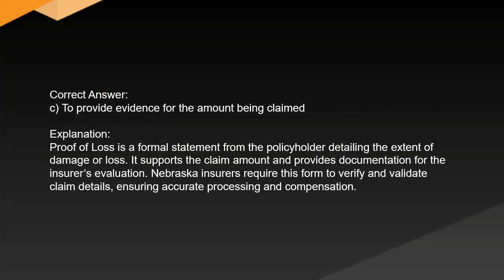Correct answer. C. To provide evidence for the amount being claimed. Explanation. Proof of loss is a formal statement from the policyholder detailing the extent of damage or loss. It supports the claim amount and provides documentation for the insurer's evaluation. Nebraska insurers require this form to verify and validate claim details, ensuring accurate processing and compensation.